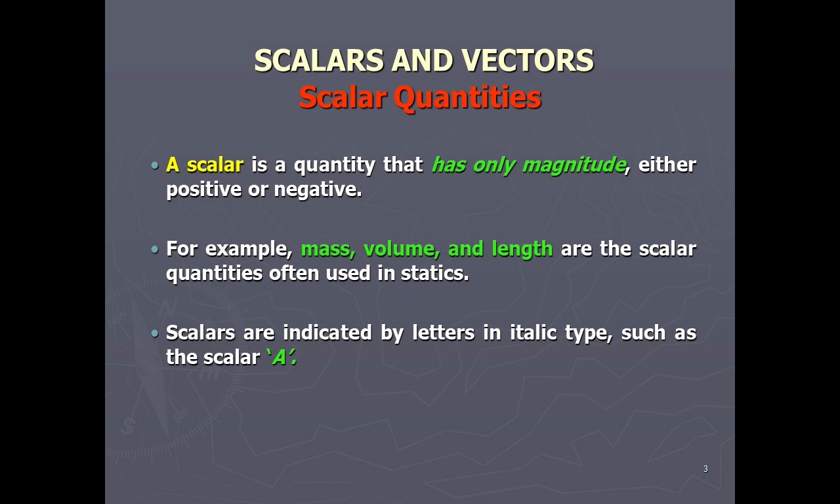So all these are scalar quantities in the sense that you define them with magnitude only. 10 seconds, 10 meters. Distance too, because we have distance and displacement, which are different. Distance is a scalar quantity, and we have mass, which is also a scalar quantity. Length too. They are indicated by letters in italic type.